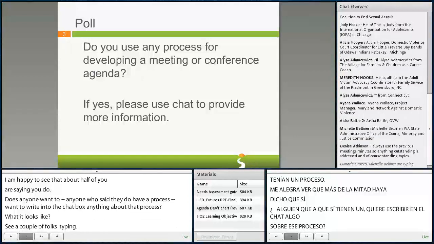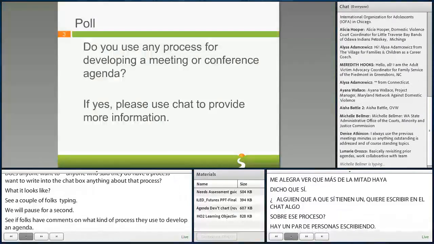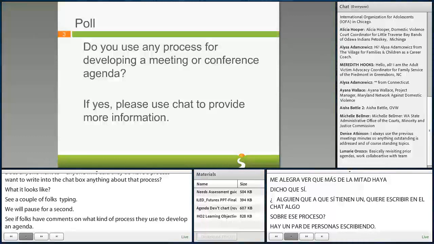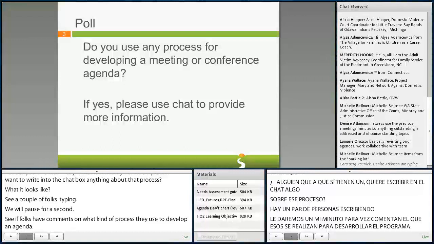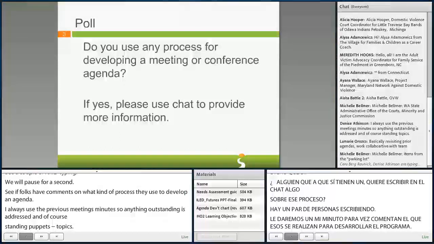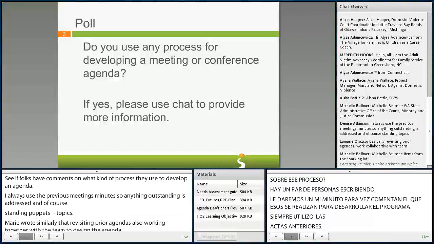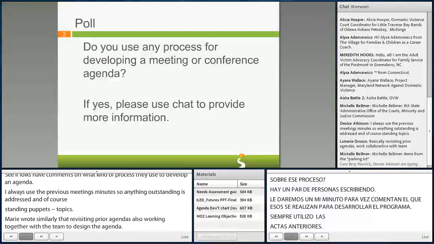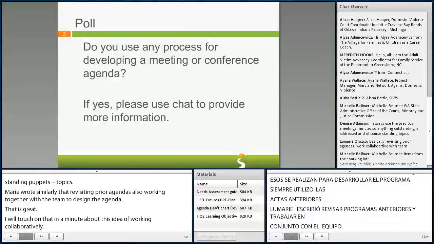I always use the previous meeting's minutes, so anything outstanding is addressed, and of course standing topics. Great, okay, so that's one way. And Lou Marie wrote similarly that revisiting prior agendas, but also working together with the team to design the agenda, that's great. And I'll touch on a little bit about that in a minute, about this idea of working collaboratively. Items from the parking lot, so I think that means things that were not addressed at last meetings, probably.